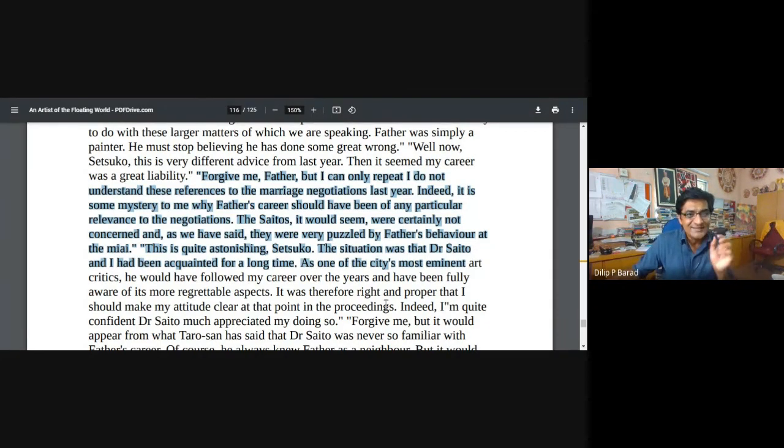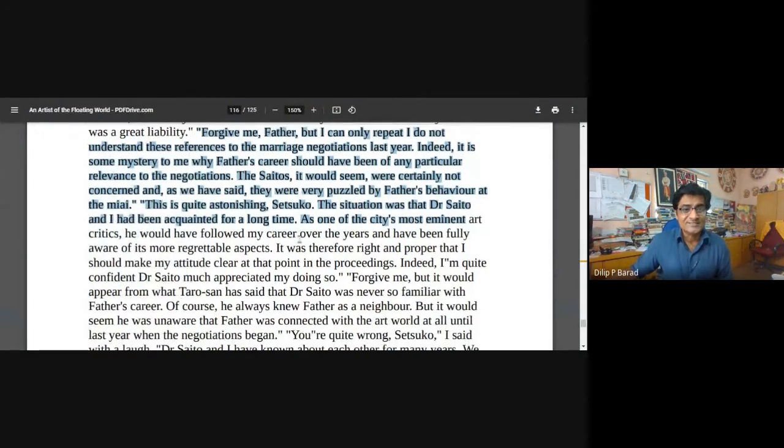We have read that topic where he says, well, I am sorry, it was my mistake, my paintings, my teaching, for everything I am mistaken. So Dr. Saito and Taro Saito, they all were confused: why is he telling all this? Why is he so apologetic? That is what everybody was worried about. That is what Setsuko tells here.